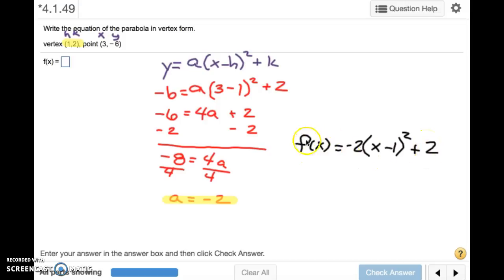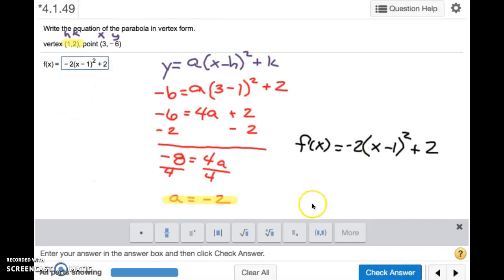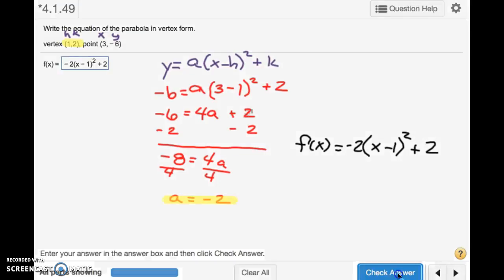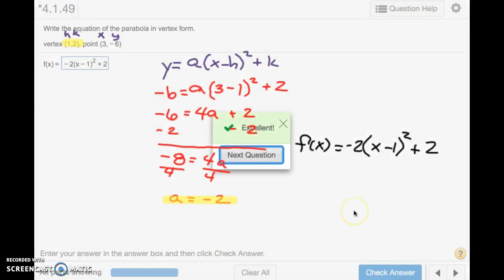So when I write this equation, I could write it as a y, but the equation up here already has the f of x. You have to leave the x and the f of x or the y in your final answer, but you're filling in your a, your h, and your k. So let me enter this into my box. And now that I have it typed in, I will check my answer, and I have it correct.